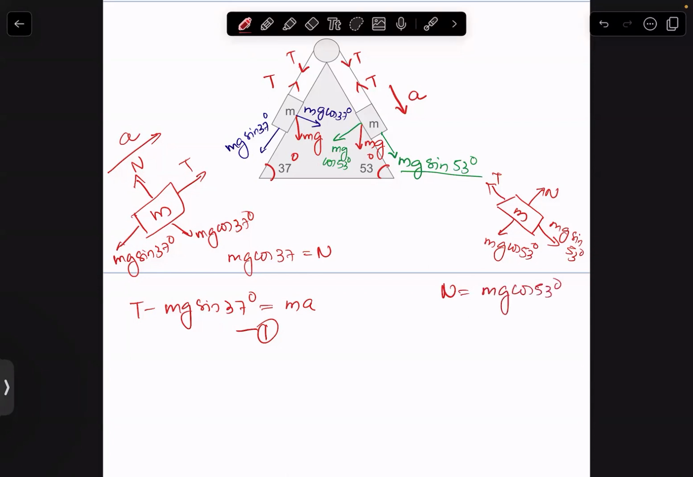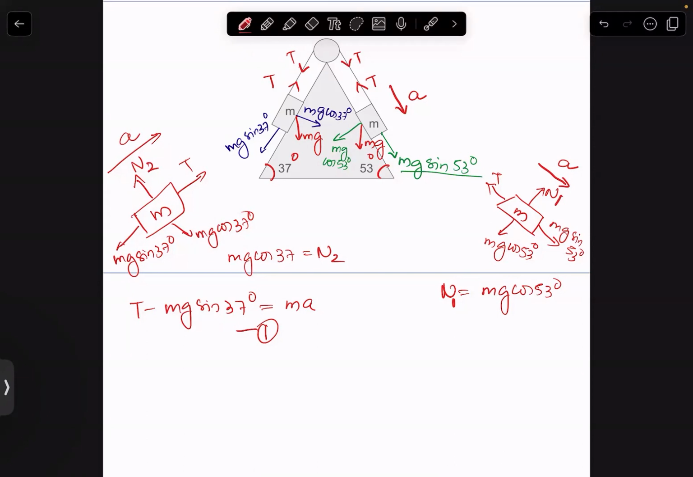Okay, I'll do one thing. This is N1 and this is N2. I'll write it like that to avoid confusion, because both the normal reactions are not the same. Now N1 equal to mg cos 37 degree and N2 equal to mg cos 53 degree. And the other thing is that this block is moving with an acceleration a towards the right side. So I'm taking that into consideration.